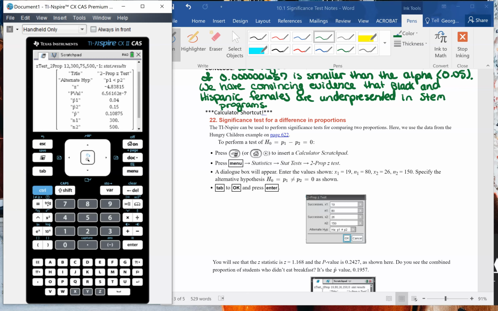So for the next 2 problems, we'll go through and work them using the calculator. I'm not ever going to make you do the formula again. That being said, if you really want to do the formula, knock yourself out, but I think this is much faster using the calculator. Okay, that's it for me on this one.